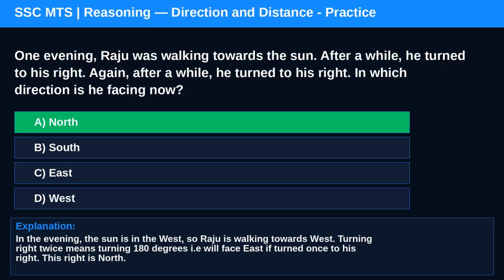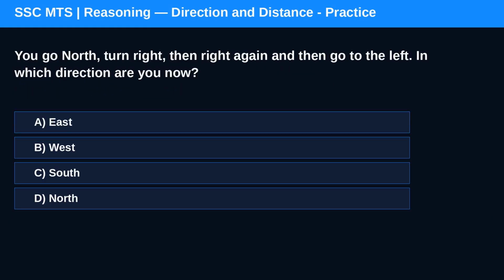Correct answer is A. In the evening, the sun is in the west, so Raju is walking towards west. Turning right twice means turning 180 degrees. He will face north if turned once to his right, and east after the second turn.